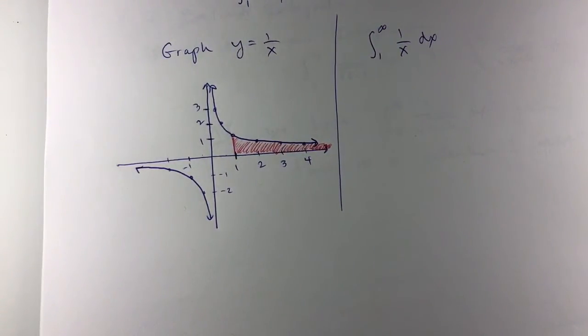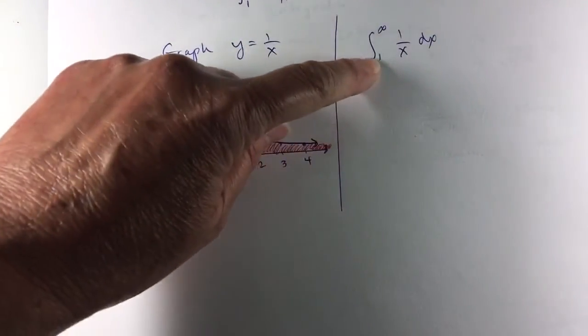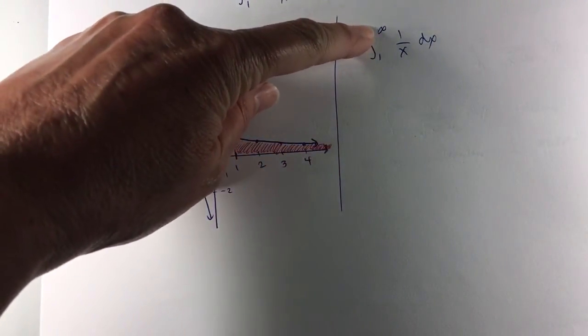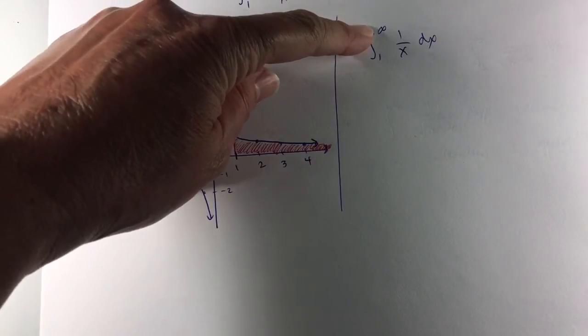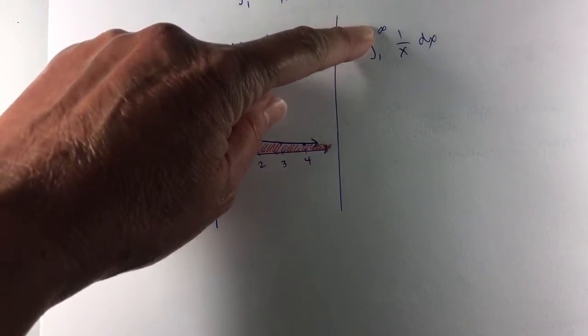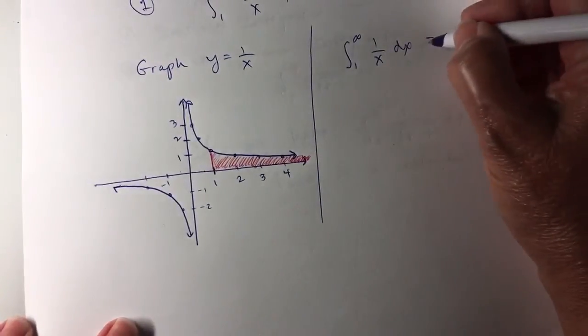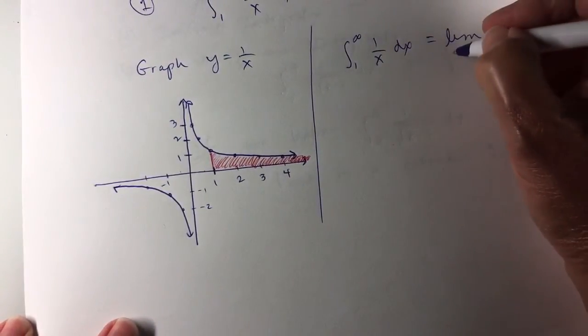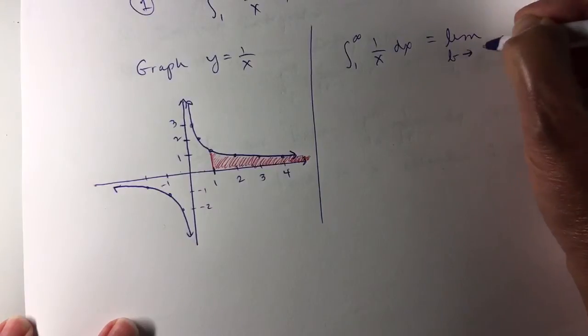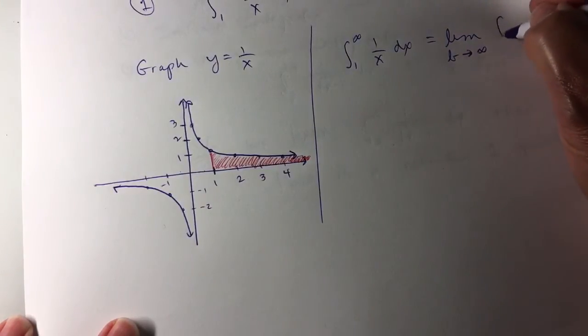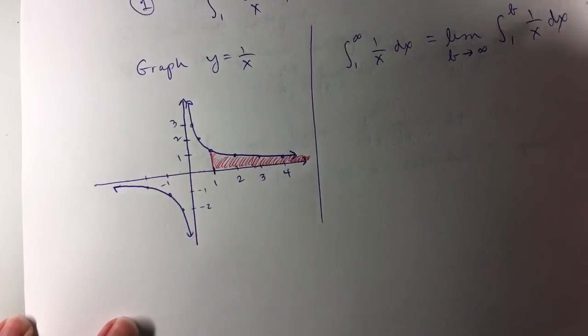From last semester, I needed numbers. I needed the lower limit of integration to be a number and the upper limit to be a number, and infinity is not a number. So what I will do is I will write this as a limit. This will be the limit as b approaches infinity of the integral from 1 to b of 1 over x dx.